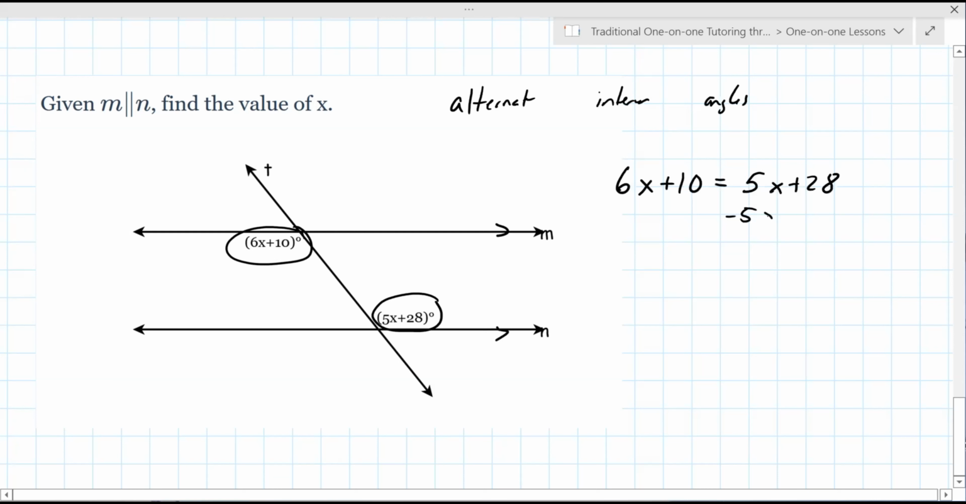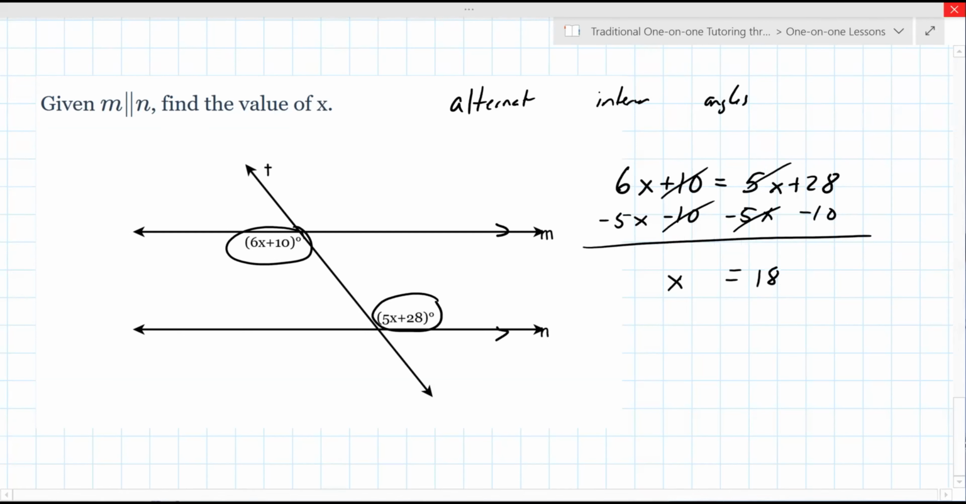You subtract 5X from both sides, subtract 10 from both sides. 6X minus 5X is just X, equals 18 because everything else cancels. So these are nice. I mean, these are working out really nice so far, and probably a little bit of a relief here. All right, so next question.